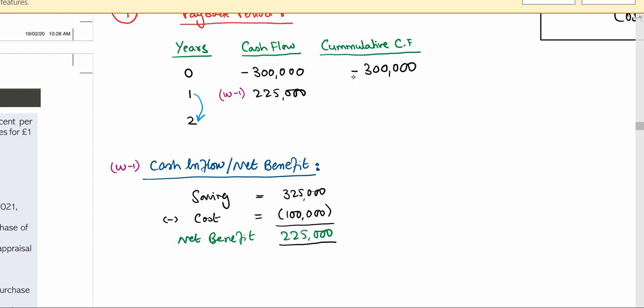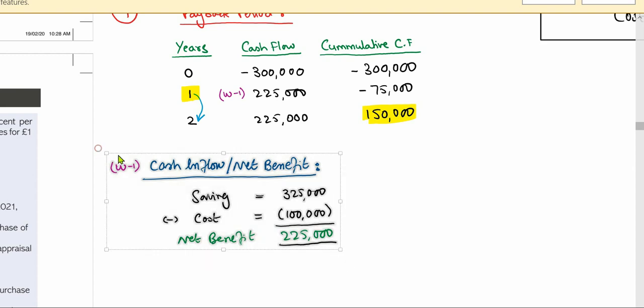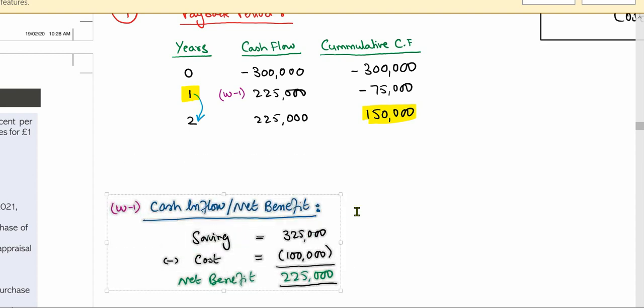Okay, so minus 300 plus 225, the answer will be negative 75,000. Then again it will remain the same for the next year. Minus 75 plus 225, it will be positive 150,000. So we get the positive value at year 2. So the payback period will be between year 1 and year 2.